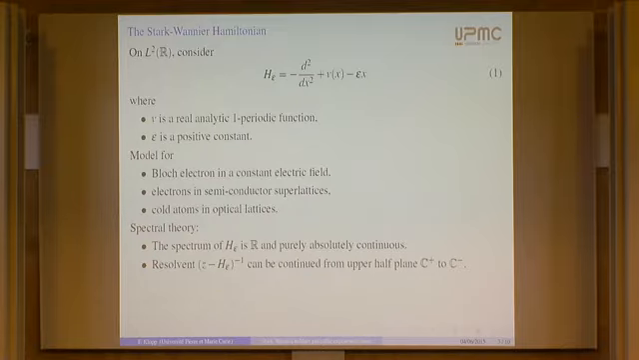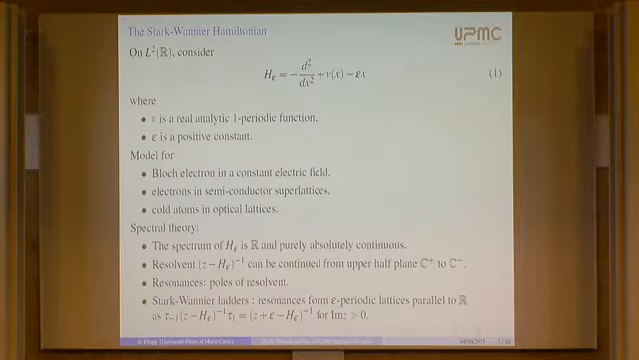And thus one can try to define resonances by defining the analytic continuation of the resolvent, seen as a function of z. You can try to continue it from the upper half plane to the lower half plane through the spectrum. And the resonances are just the poles of this resolvent. And so the Stark-Wannier ladders, the name ladder comes from the following fact. In this case, the resonances, all of them, are going to form epsilon-periodic lattices that are parallel to the real line, just because of the following property.